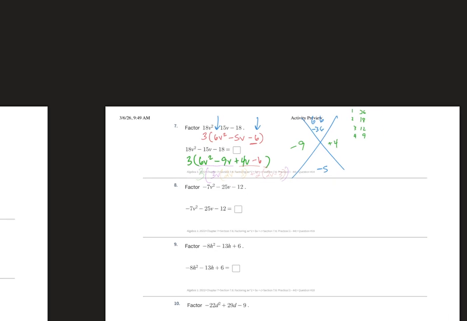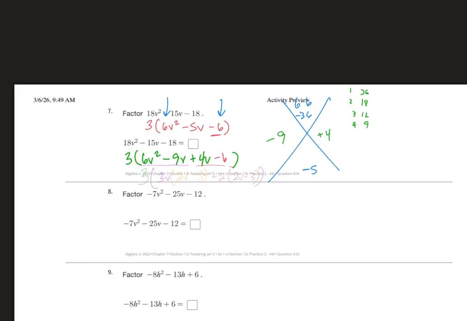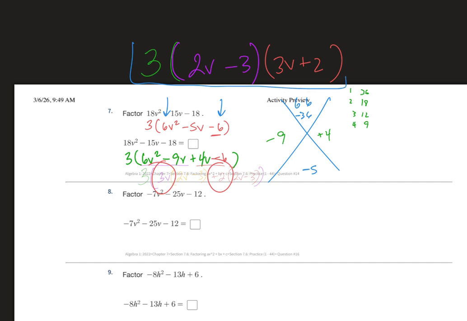I'm going to zoom out just because I've smushed myself into the next problem. 3, parentheses. And then the 2v minus 3. And then next is the 3v that's right here. And the 2 that's right there. And now we are done. That's the whole thing. Okay.